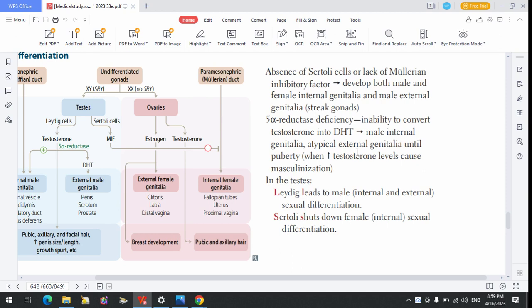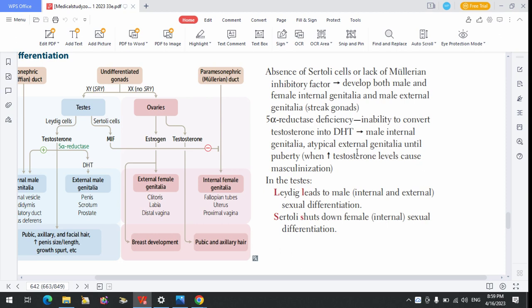Hello? Until puberty, when DHT takes over. Sorry, I thought you said testosterone. Please say it again. Pre-puberty is DHT. Post-puberty is testosterone. Yes, yes. Okay. DHT is the one for formation of the external male genitalia, before puberty. Okay, thank you.